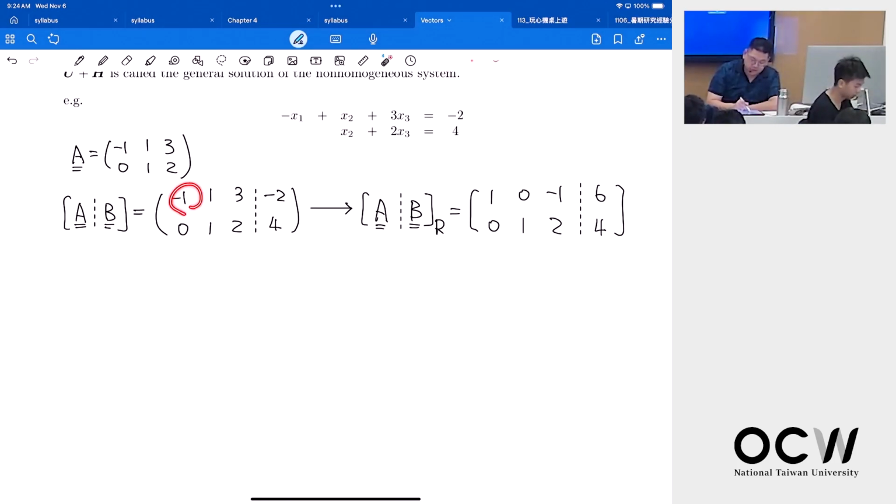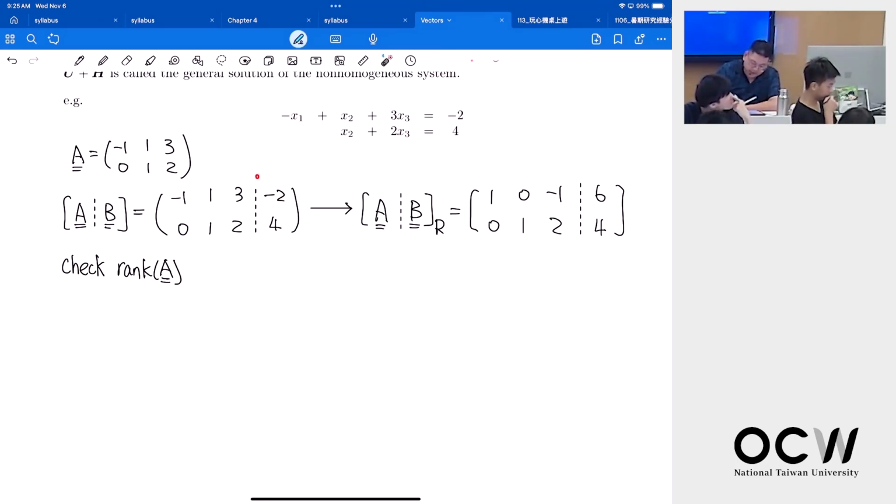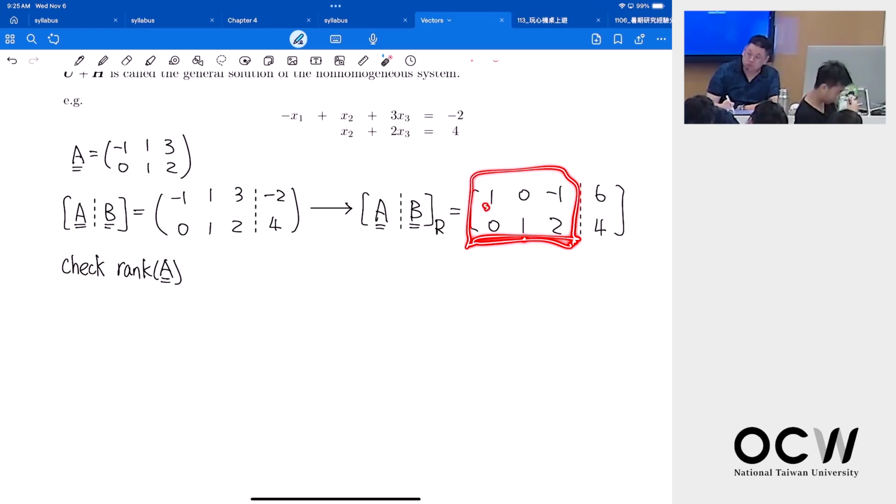Remember that for the leading entry, I need 1, and above and below there should be 0. And if I have a 0 row, that will be at the end. And the leading entry is downward to the right. So in that case, we can check first if we have a solution or we don't have a solution. If we don't have a solution, then we don't need to do the Jordan reduction method. To check, we can see the rank. What is the rank of A? Because we have the dashed line, we know this is A and this is B. So for A, what is the rank? 2, right?